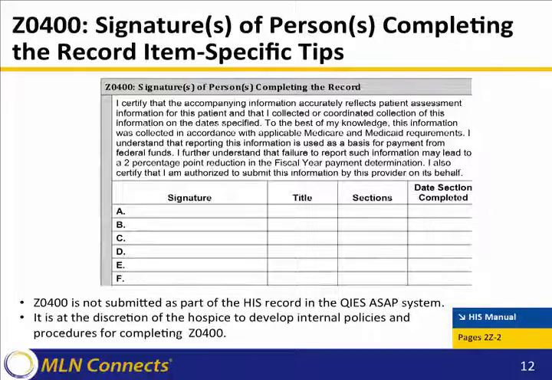The next slide presents information on Z0400. The intent of this item is to capture signatures, electronic or physical, to reflect the person completing any item in any section of the HIS. In an electronic medical record, this may be accomplished electronically, which is perfectly acceptable. Z0400 signatures and dates are not submitted to CMS as part of the HIS record. Thus, it is at the discretion of the hospice to develop internal policies and procedures for completing and retaining Z0400.